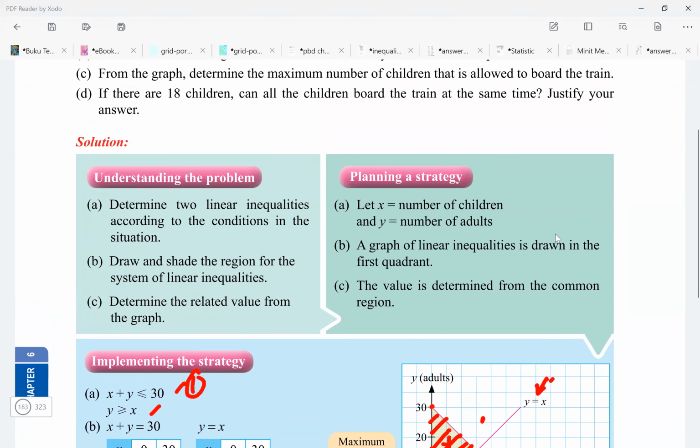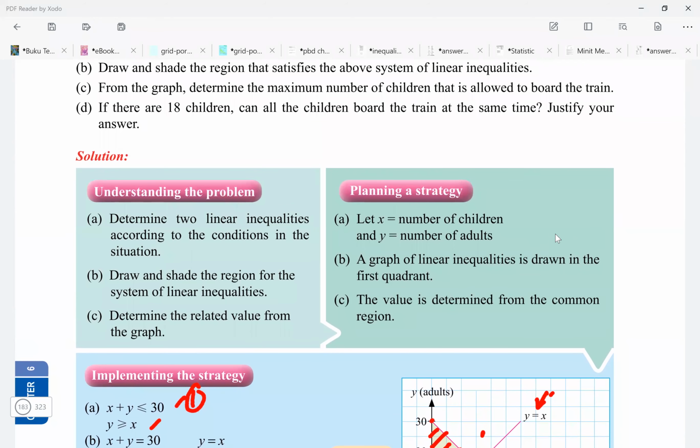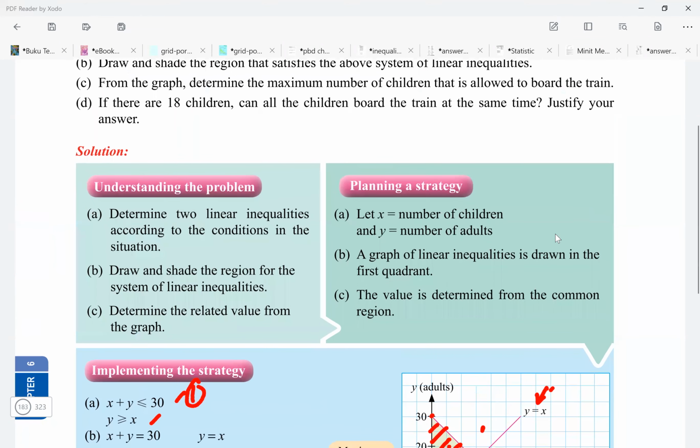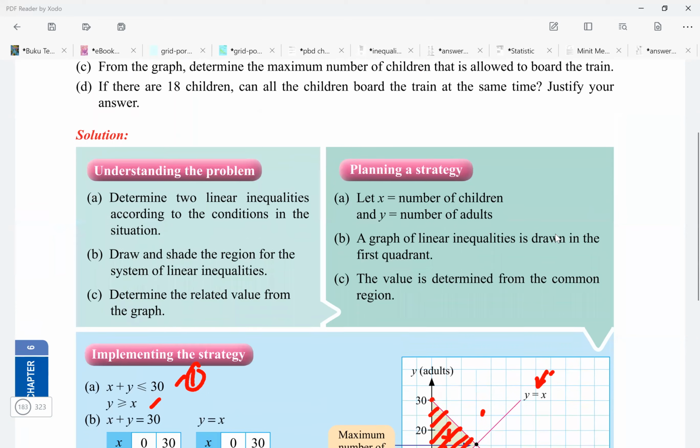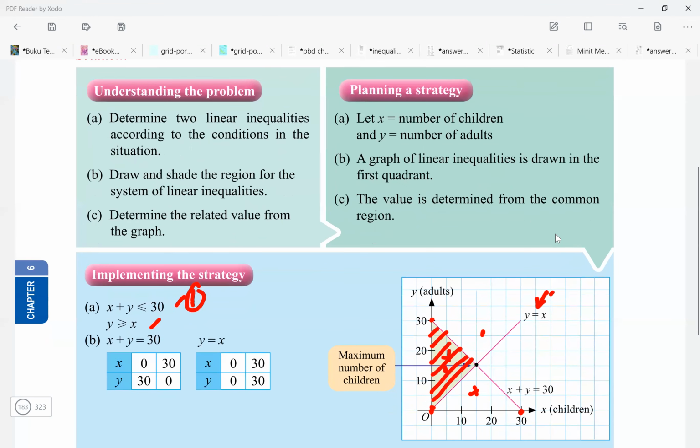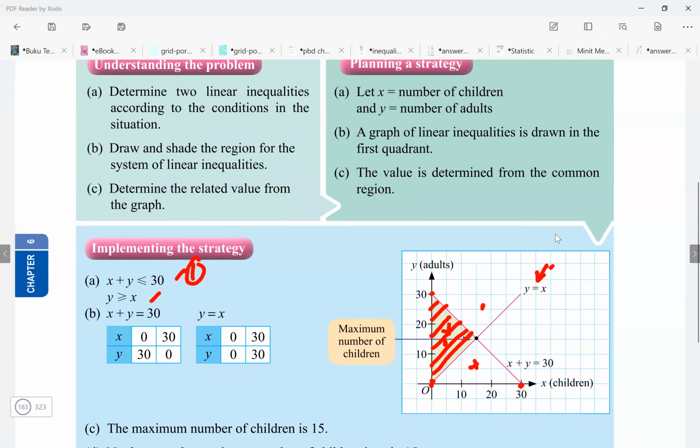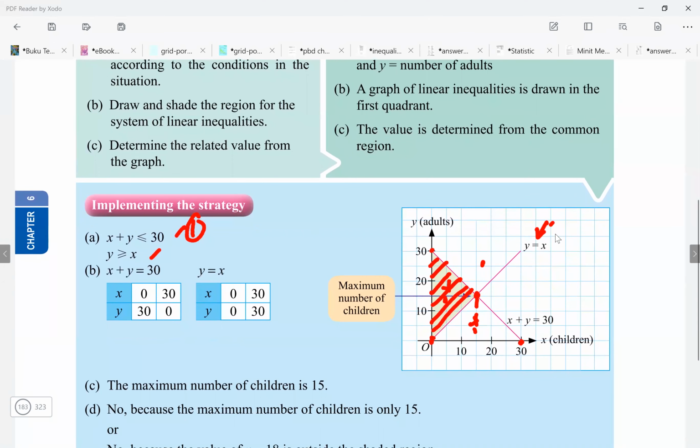After that, the question: from the graph, determine the maximum number of children that is allowed to board the train. So for the maximum number, the furthest point of the shaded region is this one. What is the value of x? x is the children, right? 15. So the maximum number of children is 15.